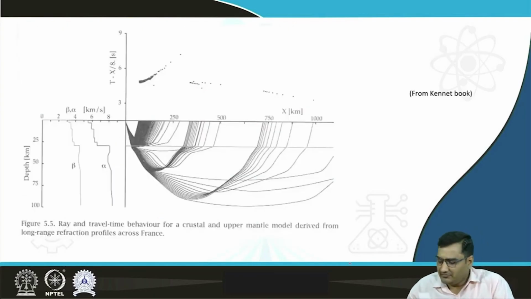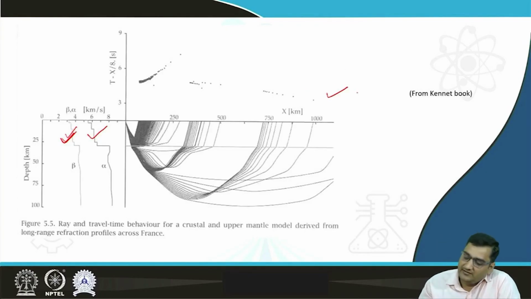This example has been taken from the book of Stein, and you can see the velocity model for the S wave, and this is the velocity model for the P wave. Then when we compute the travel time versus distance curve, we can easily observe the shadow zones over here associated with these low velocities.